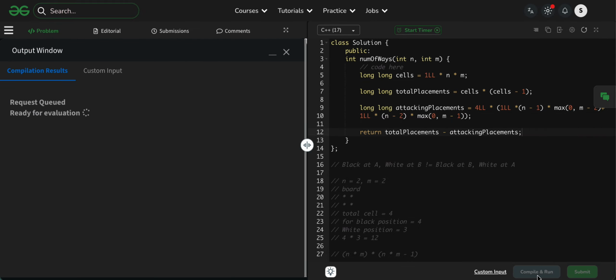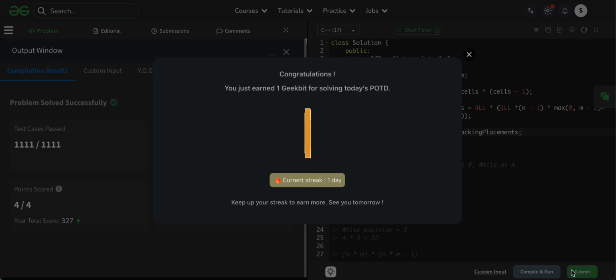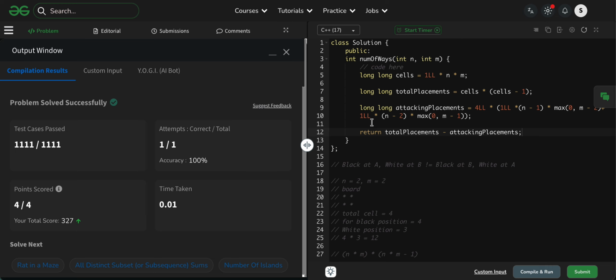Now just run it and try to submit it. If we do not write this ll, then it is very smooth and understandable. I just take it for edge cases, like if the value is large, then I take 1 ll, which means long long. The time complexity is order of 1 and space is also order of 1. So that is a very efficient solution.